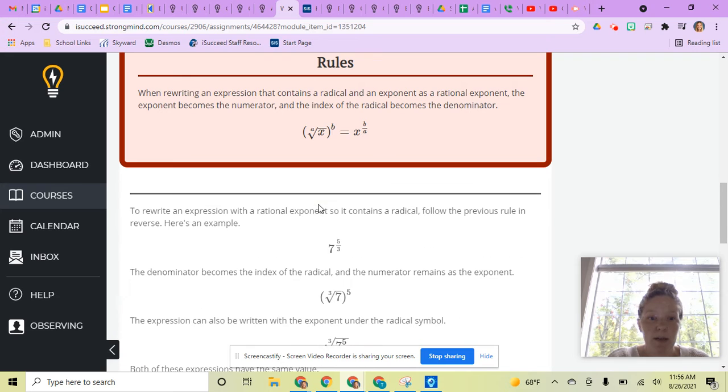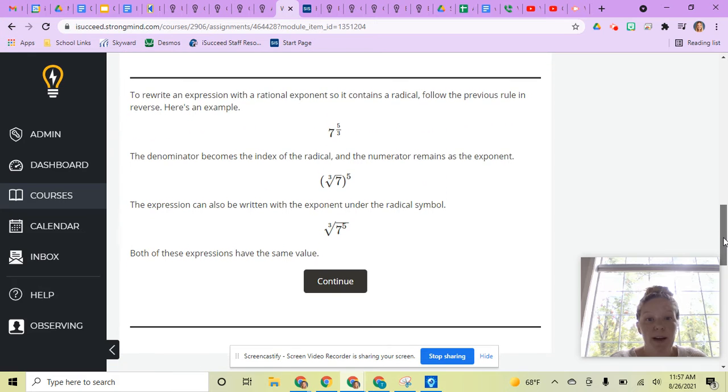Okay, so continue. To rewrite an expression with a rational exponent so it contains a radical, follow the previous rule in reverse. So what if we want to go the other way? 7 to the 5/3. The denominator becomes the index of the radical, and the numerator remains the exponent. So this denominator, the 3, now becomes the index of the radical, and the 5 just stays as the exponent. The expression can also be written with the exponent under the radical symbol. So this is the same as this.